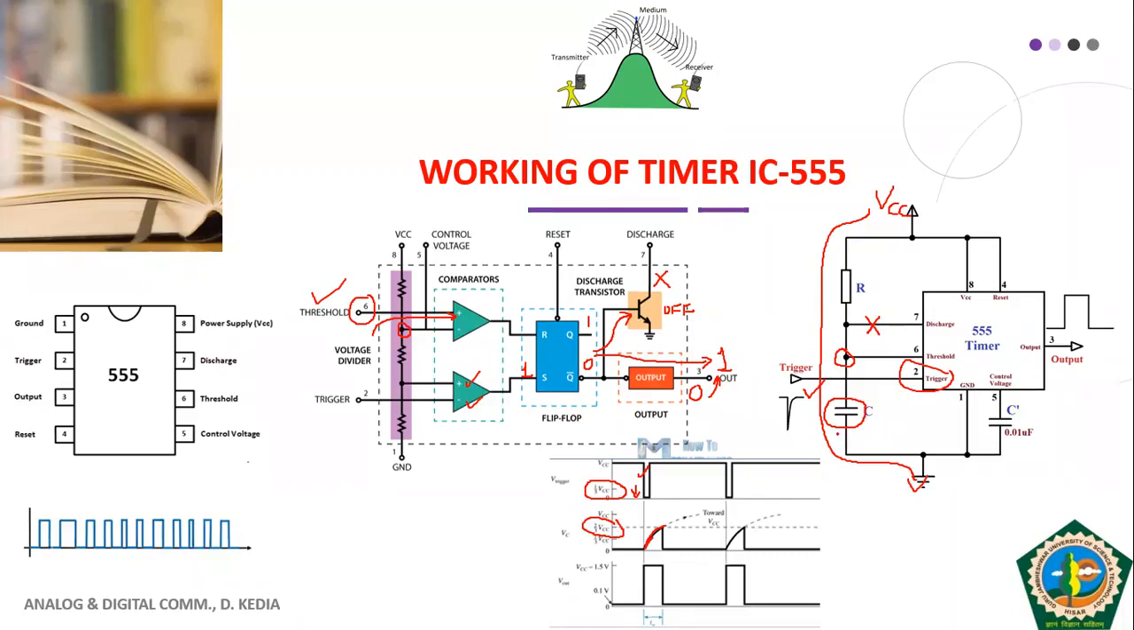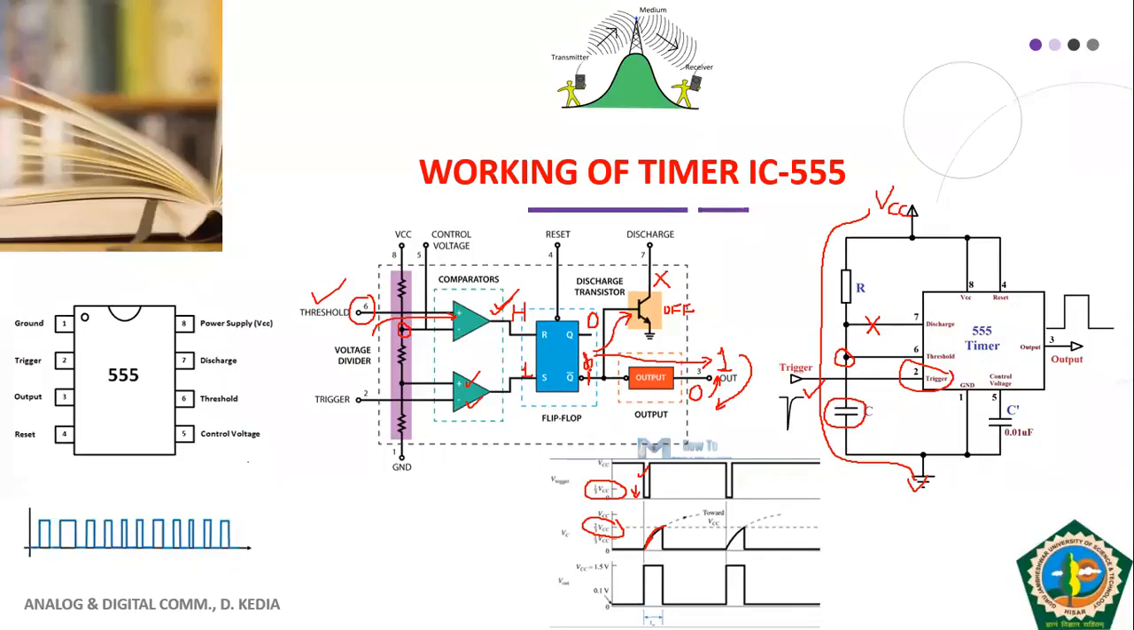As soon as the voltage across the capacitor, or across this threshold terminal, increases beyond 2/3 VCC, this comparator works and becomes high. In that case, the flip-flop changes its state. Your Q becomes 0 and Q bar becomes 1. As soon as your capacitor voltage increases beyond 2/3 VCC, your output switches back from 1 to 0. So your output becomes 0. It has again returned to its original state.